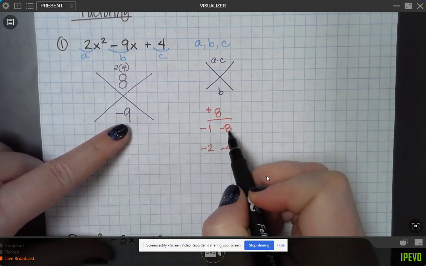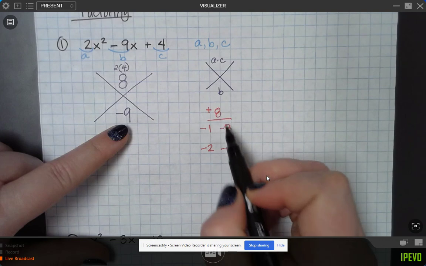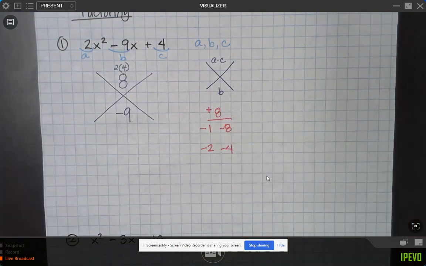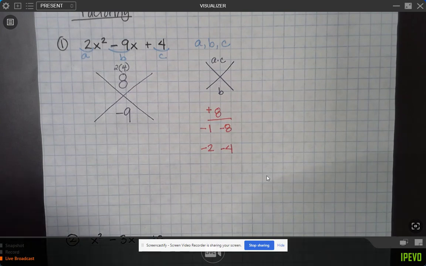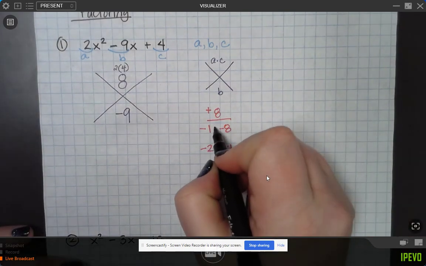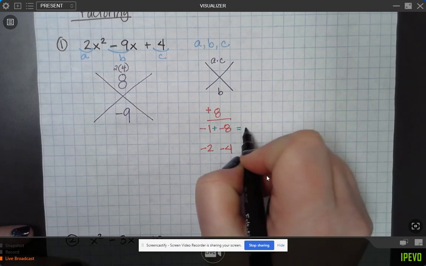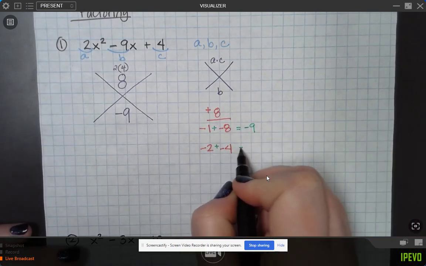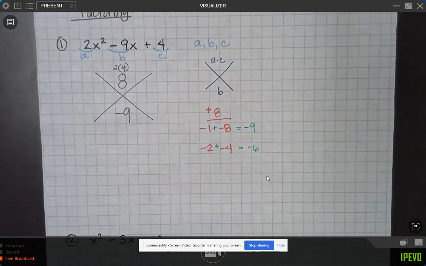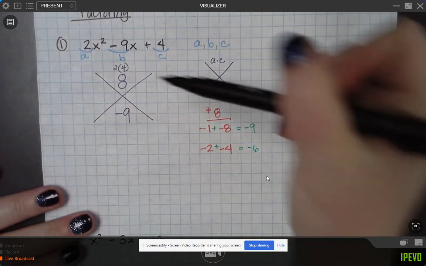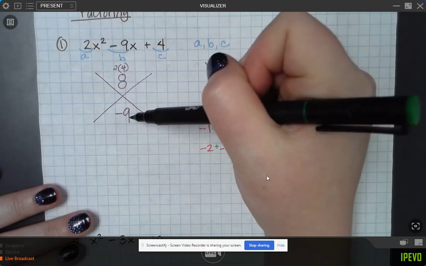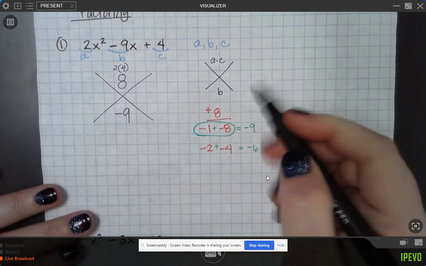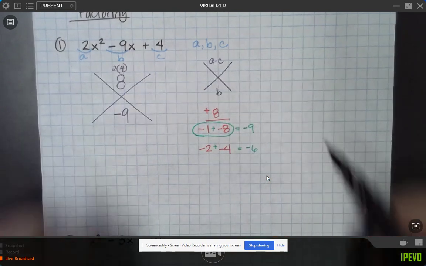-1 times -8 gives me a positive 8. And -2 times -4 gives me a positive 8. But what do they add up to? If I go -1 plus -8, I get -9. If I get -2 plus -4, I get -6. I want to make sure I can get a positive 8 and a -9. These two numbers here will give me the positive 8 and the -9.